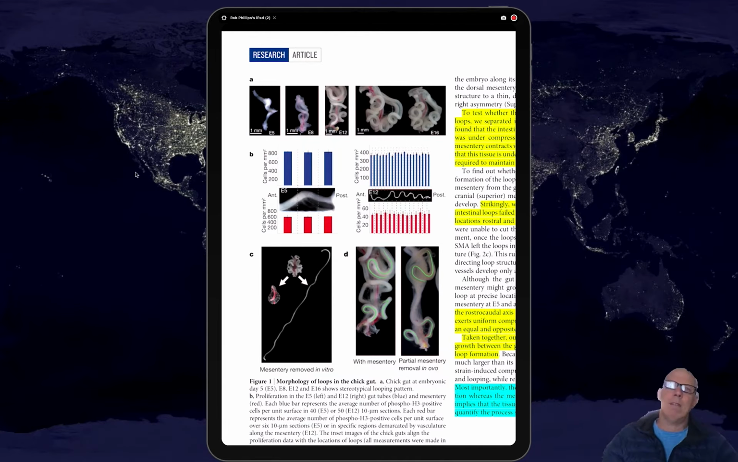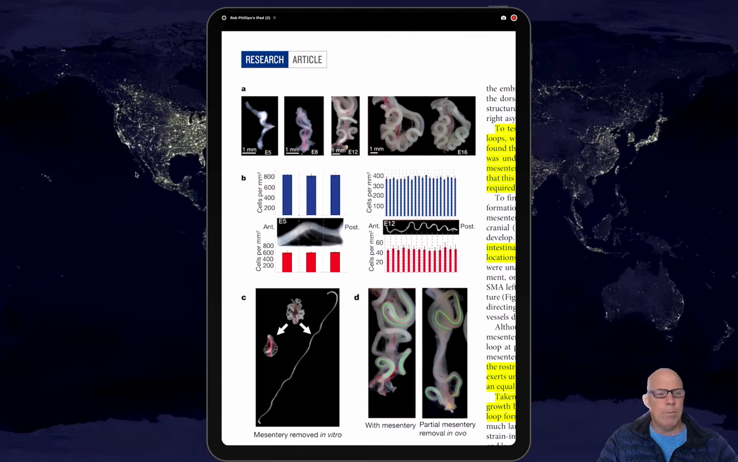And at the top, just to come back to that on part A, they're showing us the gut folds at different levels of development. So E5, E8, E12, and all that refers to different days in development. And I don't remember the nomenclature, so I'm not going to pretend that I do.